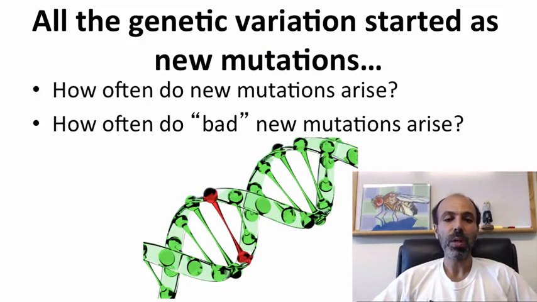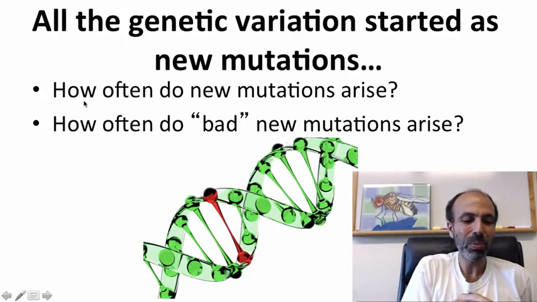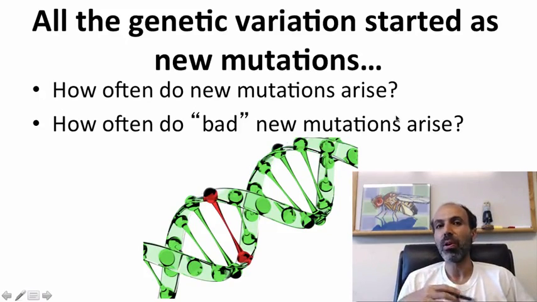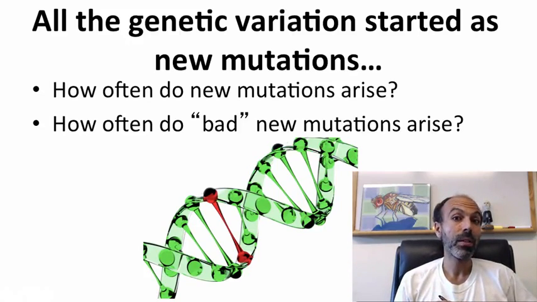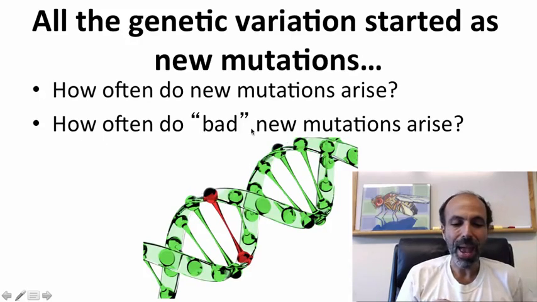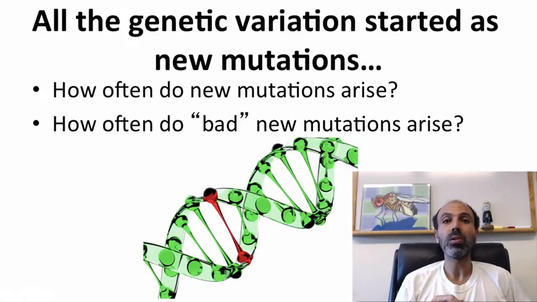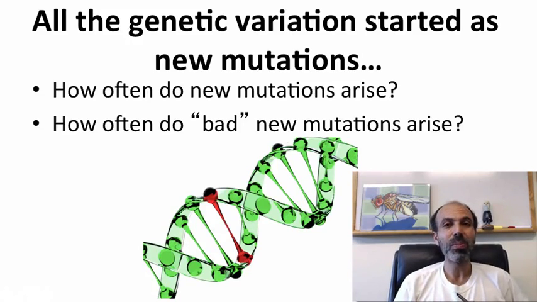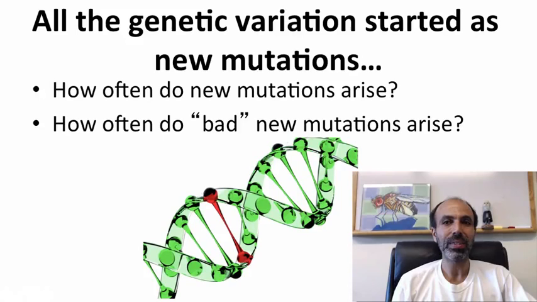Now, there are two questions people often want to know. There's actually a third one that we won't talk about, which is how often good mutations arise. But people often want to know how often do any sort of new mutations arise? How often is there any sort of alteration to the genetic code? Do you, for example, have any mutations relative to your parents? Will your kids have mutations relative to you? And then related to that, how often do bad new mutations arise? Do you have any bad mutations relative to your parents? Or will your kids have some bad mutations relative to you? Theoretically, we could do the same thing with good new mutations, but they're so infrequent and hard to measure that we probably can't do that very easily in this context.